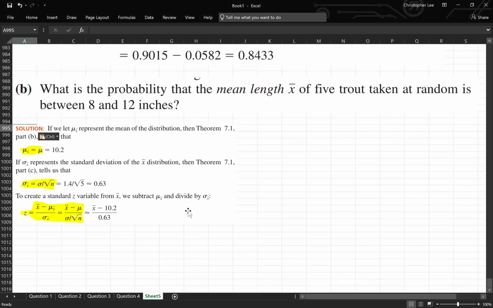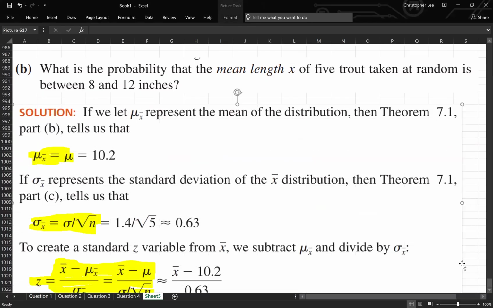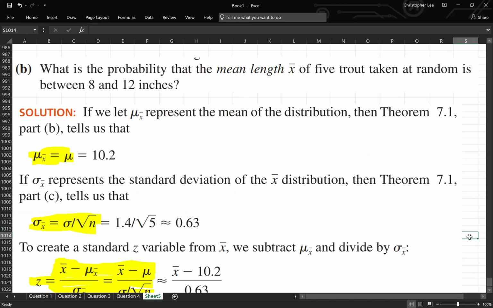So if we let mu X bar represent the mean of the distribution, then theorem 7.1 tells us that the mean for X bar is equal to mu, which is equal to 10.2. If sigma X bar represents the standard deviation for the X bar distribution, then theorem 7.1 tells us that sigma X bar is equal to sigma divided by the square root of n, or 1.4 divided by the square root of 5, which is approximately 0.63, right?